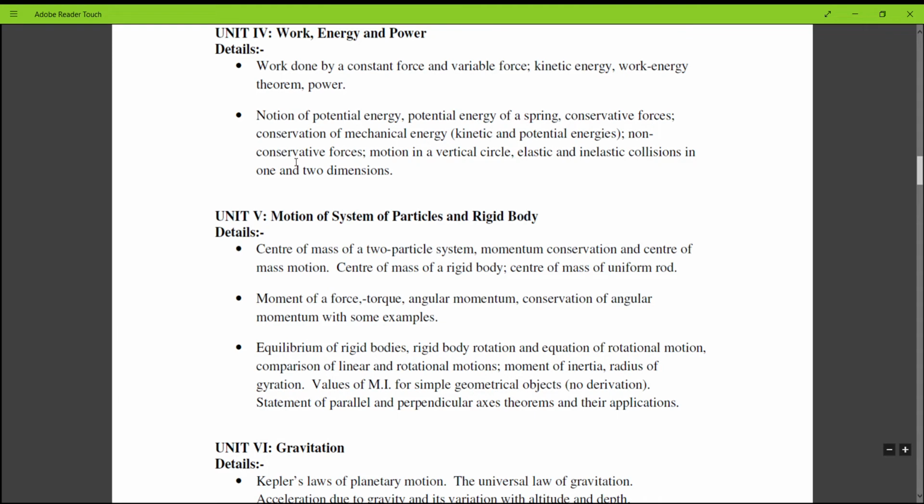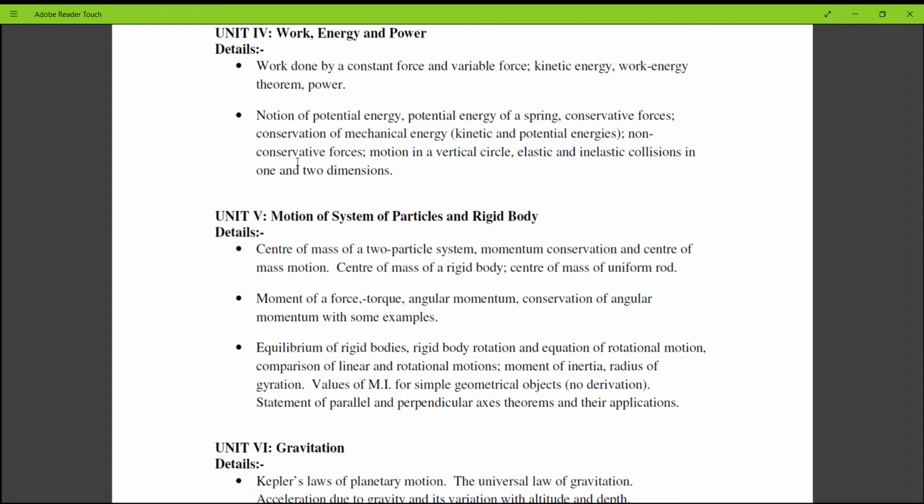And the detailed syllabus is, first topic, work done via constant force and variable force, kinetic energy, work energy theorem and power. Next topic is notion of potential energy of a spring, conservative forces, conservation of mechanical energy, kinetic and potential energies, non-conservative forces, motion in a vertical circle, elastic and inelastic collisions in 1 and 2 dimensions. So it was the unit 4.